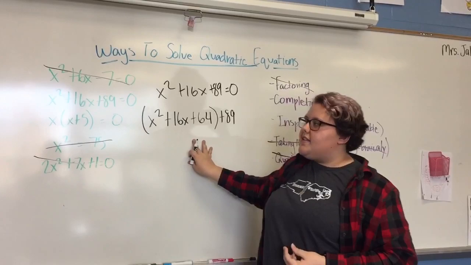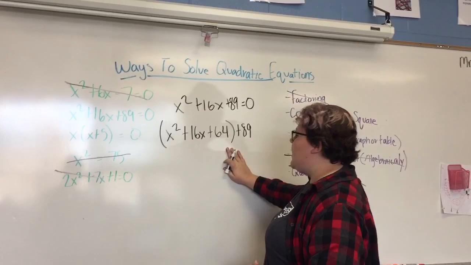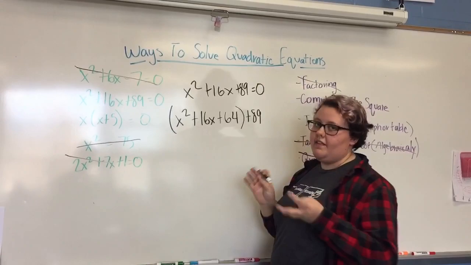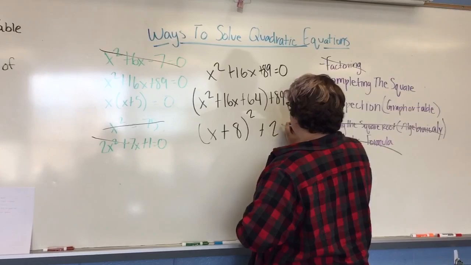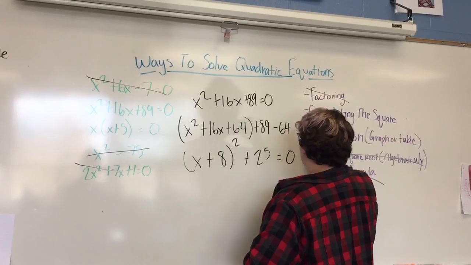Now we're going to subtract 64 because if you add it in and then you take it out, it's going to be the same thing. It's going to eventually factor out to 0. So if we add 64 and then we subtract 64, it's like the 64 was never there. Minus 64. So then we have (x plus 8) squared plus 25 equals 0. We can't forget that because we're solving.